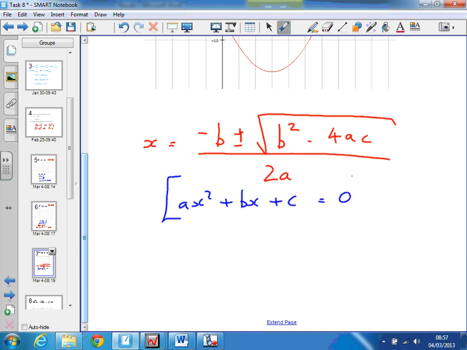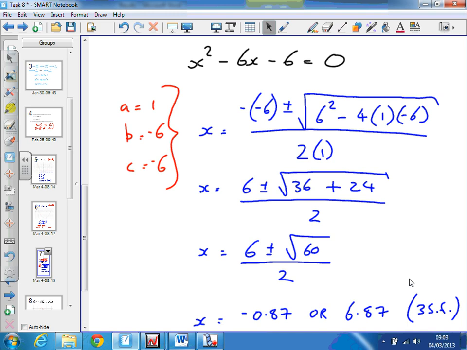And so, in other words, a is the number in front of the x squared term, b is the number in front of the x term, c is the constant. And then we just plug those numbers into the equation. So I'll just pause this video for a sec while you do that and work out what x is, please.